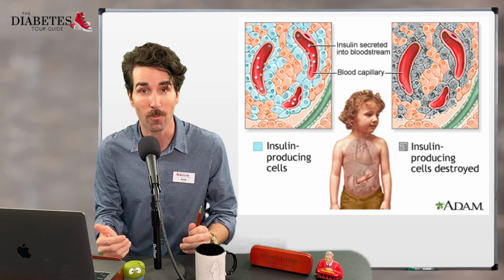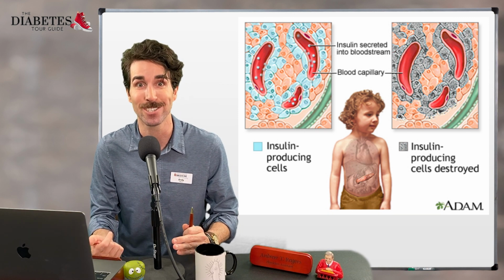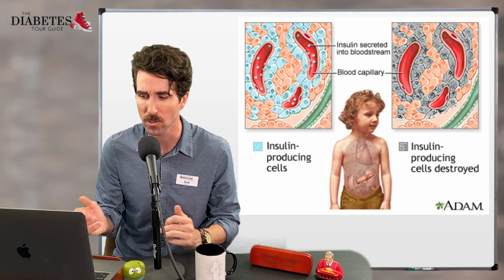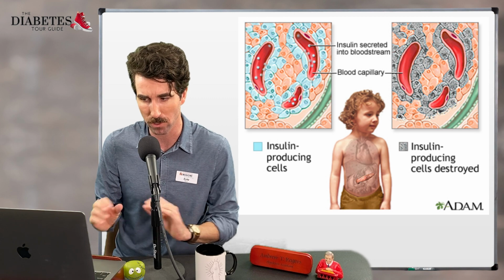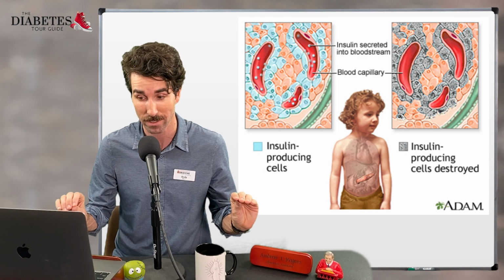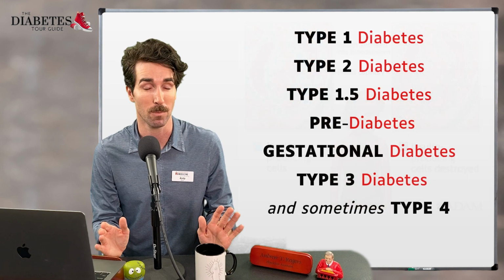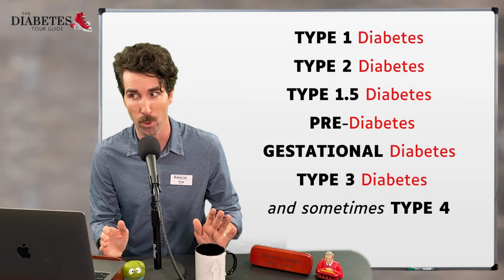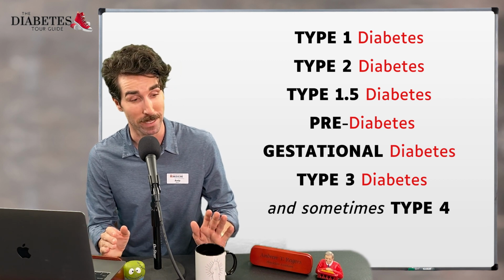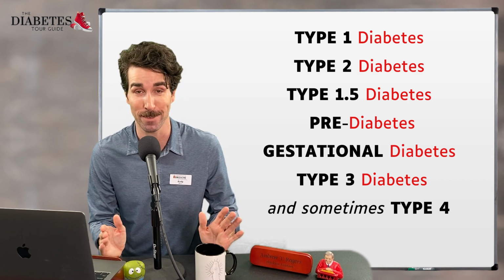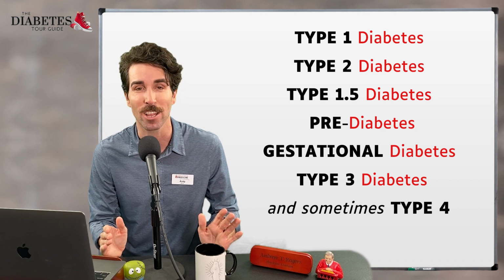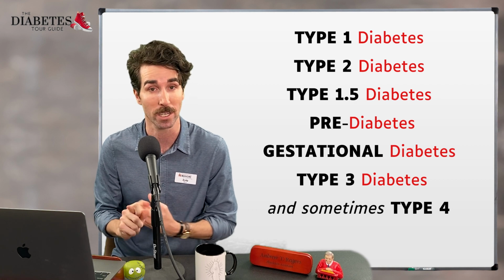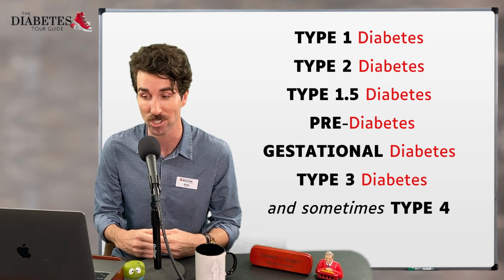So this results in, what are we talking about today? Insulin deficiency. So insulin, our main hormone, is important to understand because too much or too little can result in different disease states that technically have the same name. There's type 1 diabetes, type 2 diabetes, type 1.5, pre-diabetes, gestational diabetes, type 3 diabetes, and sometimes type 4. There's a lot of different types, but it all deals with that main hormone and whether it is working the way it should or the way it shouldn't.